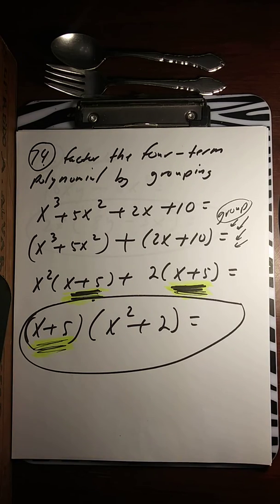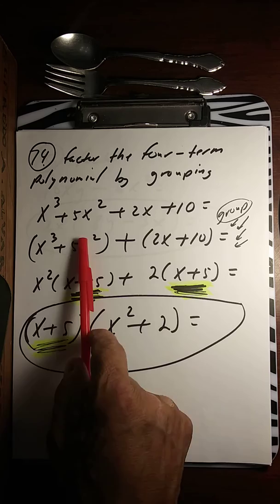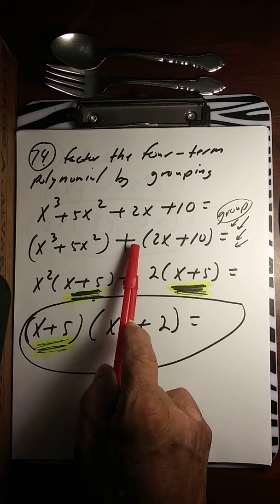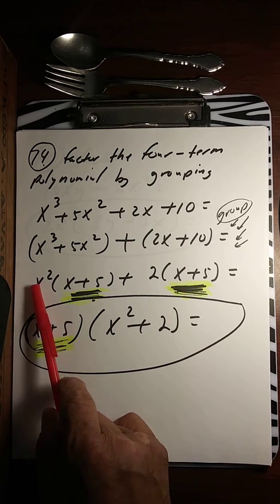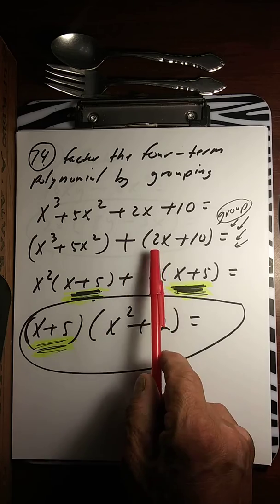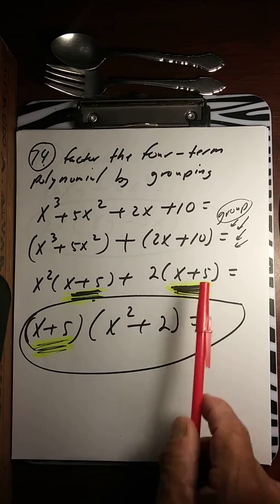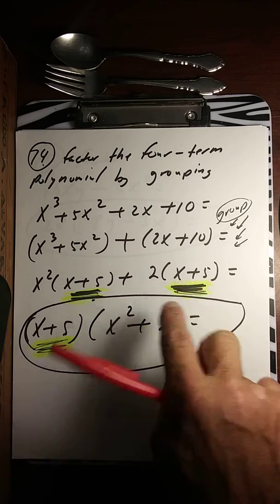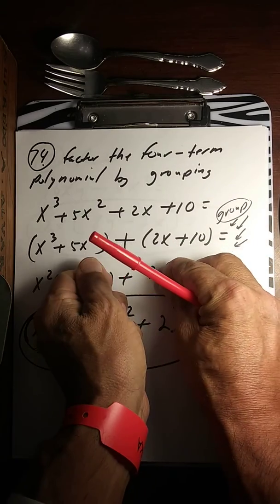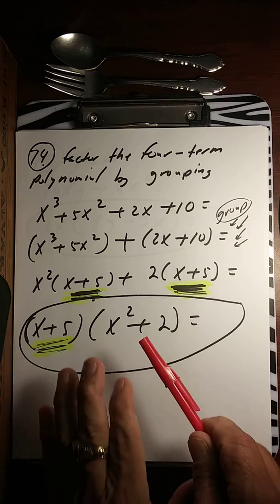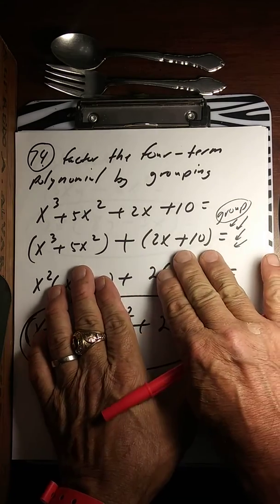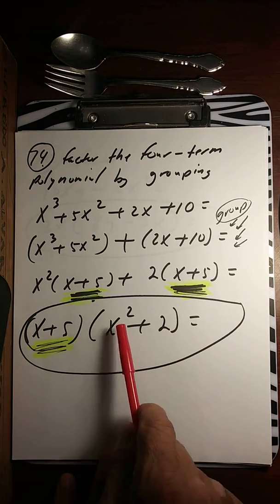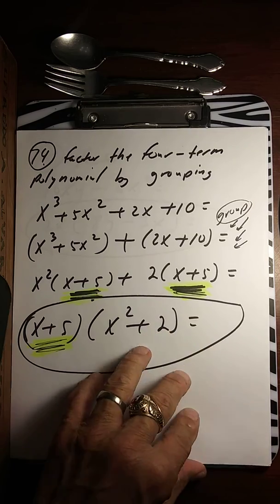Factor the 4-term polynomial by grouping. So let's group them. 2 together and 2 together. Put a plus sign here always. So now take the x squared out. You have x plus 5. Take the 2 out. You have x plus 5. So now this one and this one are the same. So we're going to take that one out. And what's left over is x squared plus 2. So x plus 5 is there. X squared plus 2 left over.